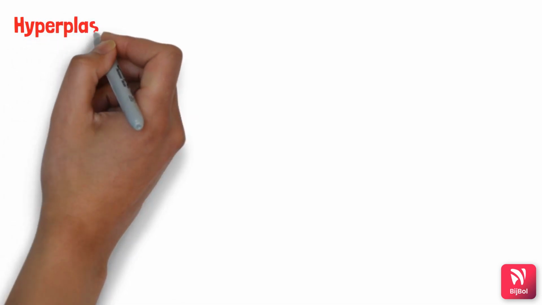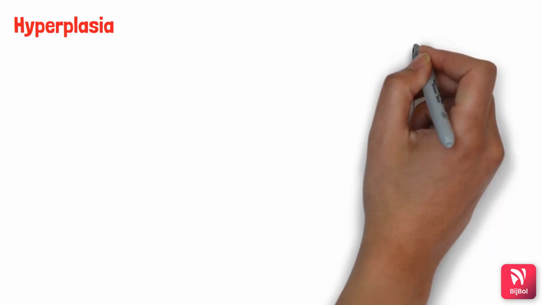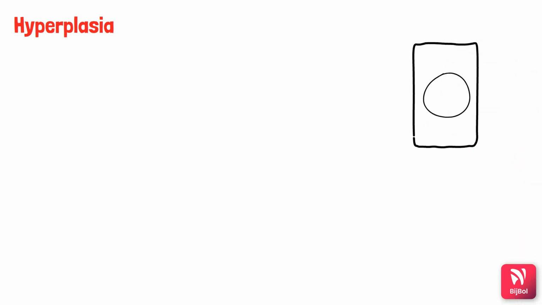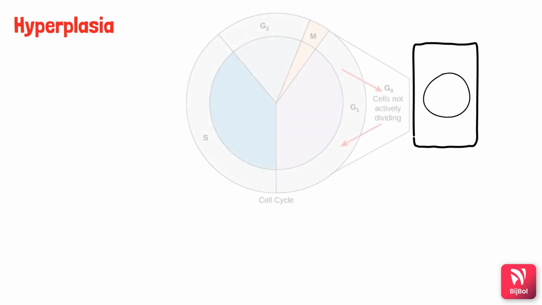Next adaptation is hyperplasia. Here what happens is there will be an increase in the number of the cells. Okay, so here is one cell which is in a resting phase and it is a dividing cell. Because of the functional demand, it will start to divide and give rise to more number of cells.